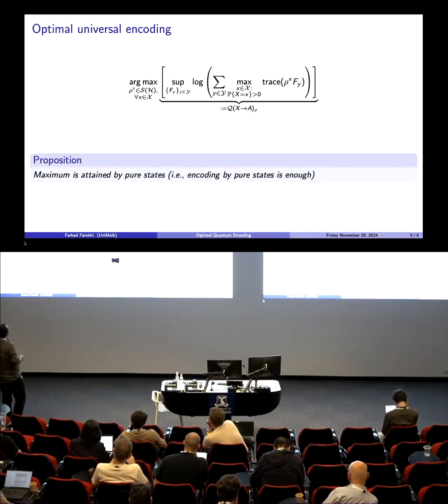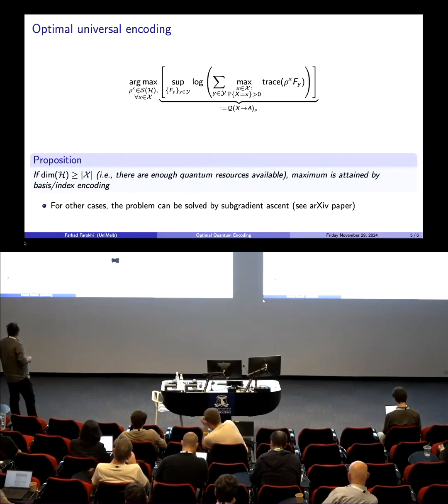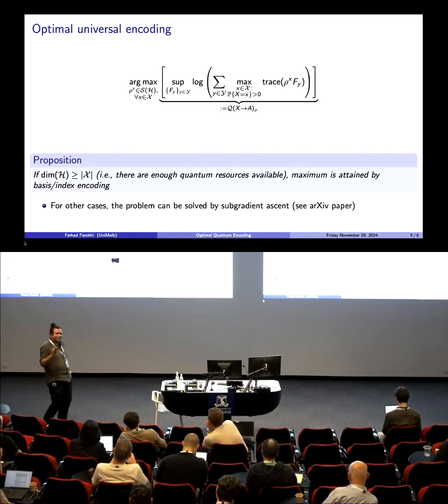So one first thing that you would get is that the maximum of this guy is always going to give you pure states. So encodings by pure states would give you the maximum. You might get the maximum by non-pure states, but the pure ones are as good. You get another thing, which is that if you have enough resources in your quantum computing platform, then the best encoding that comes out of this becomes your usual basis or index encoding, okay? Again, not surprising. And this is where the generality of the problem setup comes into the picture.